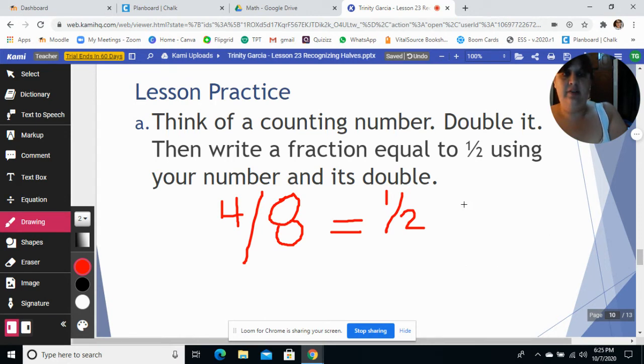And you could do that with any of the numbers you thought of. So if you thought of 7, then you would say double is 14. Okay, because 7 twice is 14. And then if you draw the fraction line in between, 7 over 14, or 7/14, right? All right, good job.